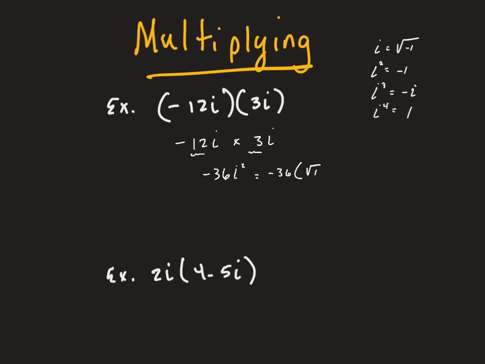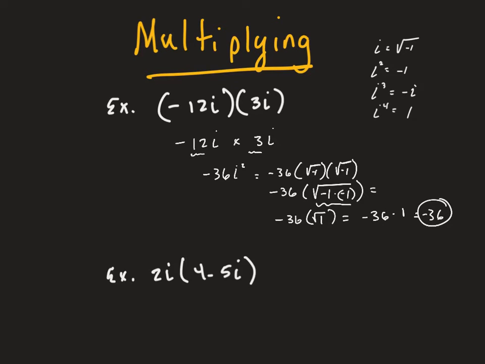i is the square root of negative 1, and then it is also times i, which is the square root of negative 1. So we have negative 36 times, again, I'm going through all these steps so you can see, the square root of negative 1 times negative 1, which is, if you think about it, what is negative 1 times negative 1? That is just 1, times the square root of 1. And we know then that that would be negative 36 times 1, which is negative 36.